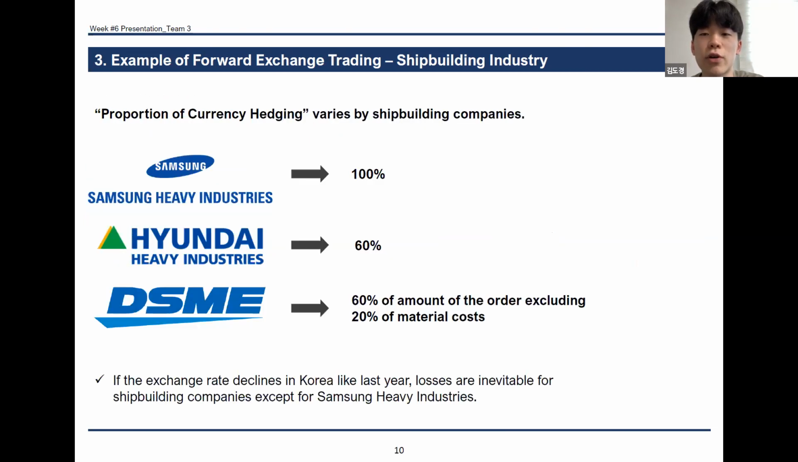The proportion of currency hedging varies by shipbuilding companies. Samsung Heavy Industries hedges 100% on foreign exchange inflows and outflows, while Hyundai Heavy Industries is 60%. Daewoo is hedging currency for 60% of the amount of the order, excluding 20% of the material cost. If the exchange rate declines like last year, losses are inevitable for shipbuilders except for Samsung, which has 100%.